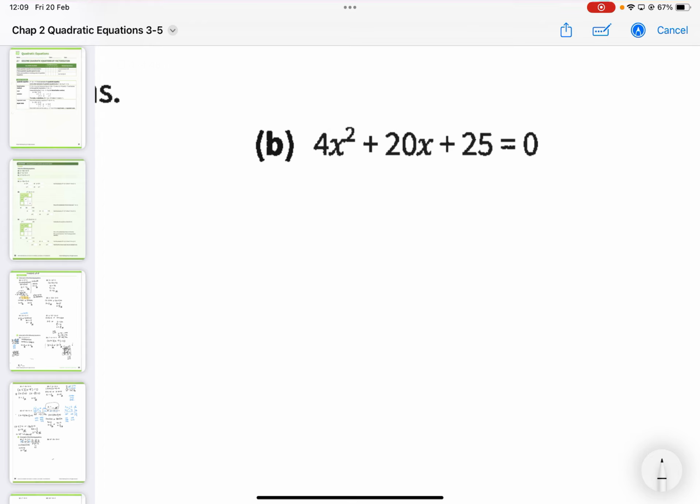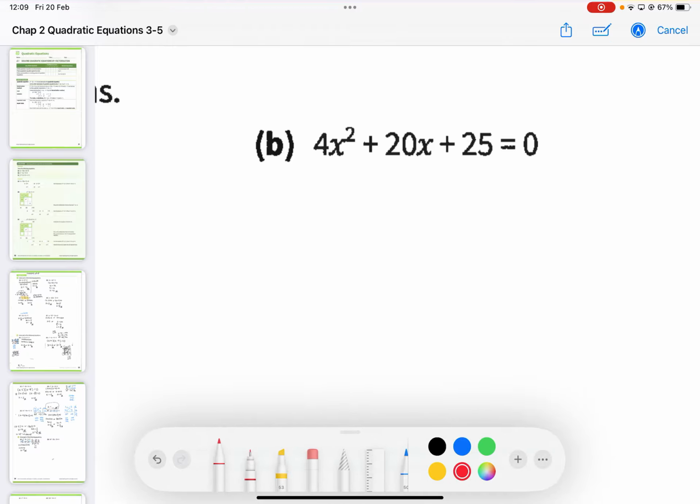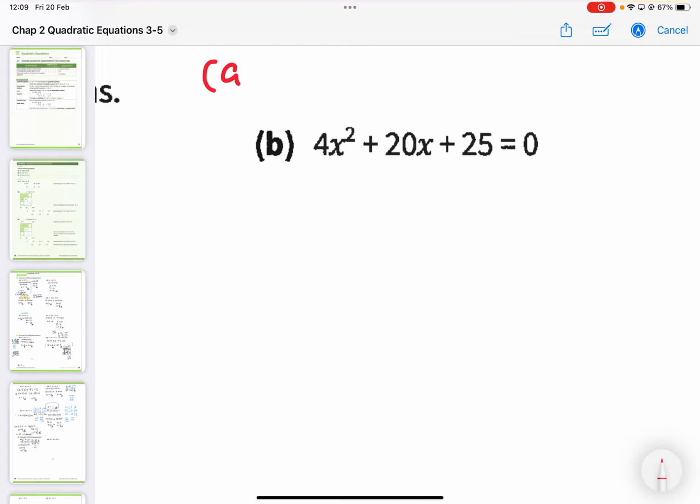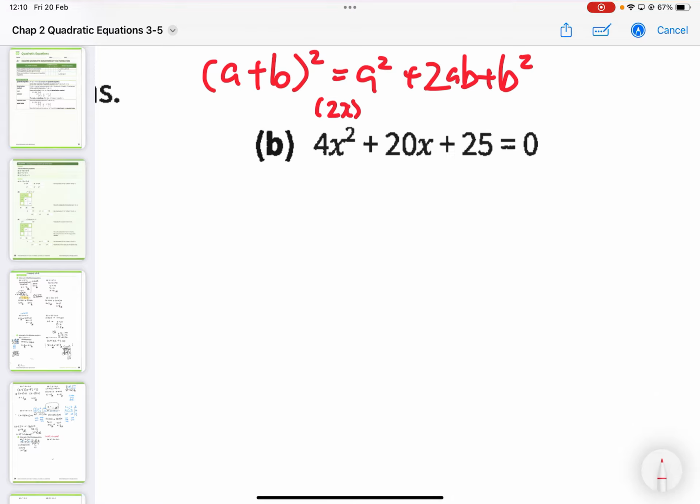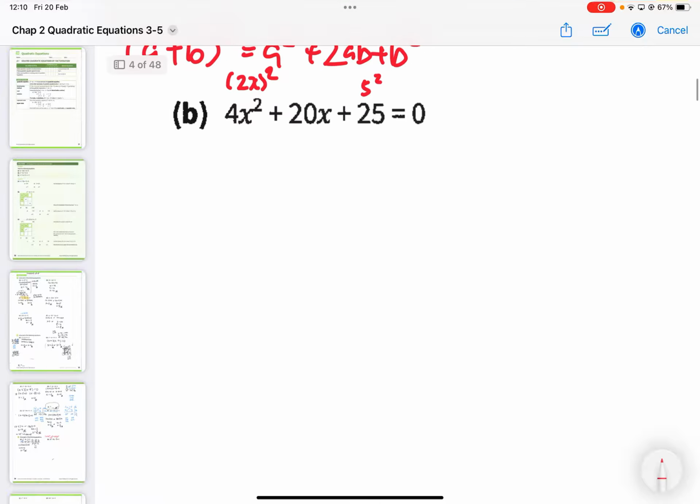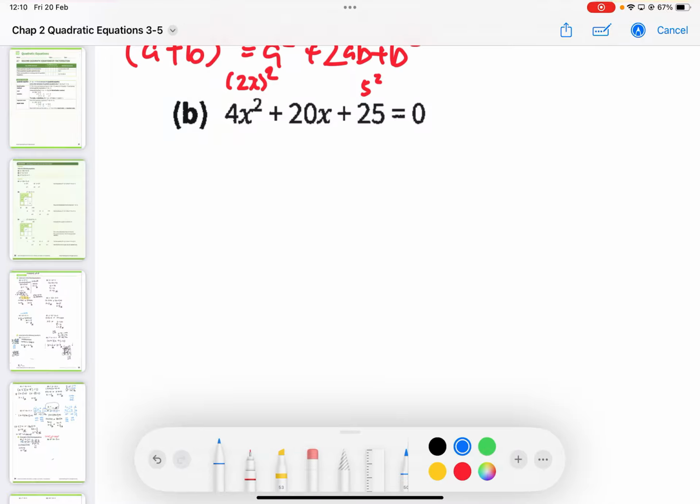Okay, so part B is actually also the same. They want you to identify that this one is actually (a plus b) square equals a square plus 2ab plus b square. Your a is actually 2x. Your 25 is actually 5 square. So your a is 2x, your b is 5. But same, if I cannot see the identity, I can go and do my factorization.